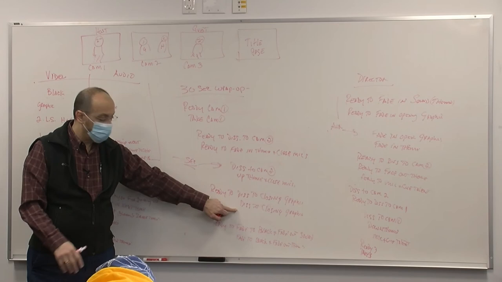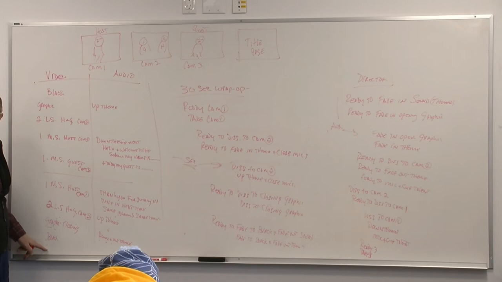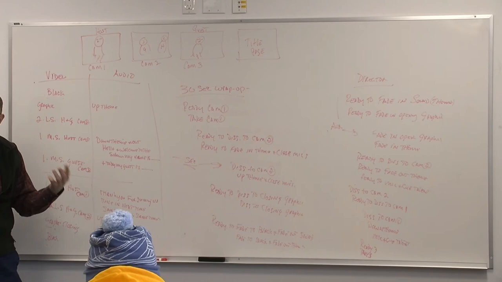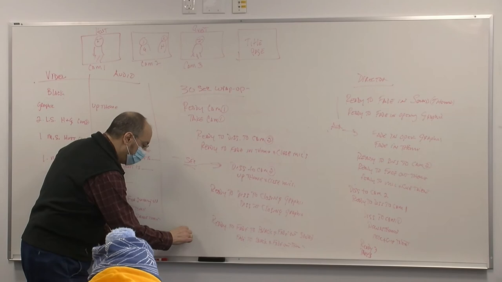And you're waiting for the countdown. I'll be giving you a countdown. I'll be saying in 7 seconds, 6, 5, 4, 3. And when I get to 2 seconds, you should say fade to black and fade out theme. And it'll happen exactly at zero.